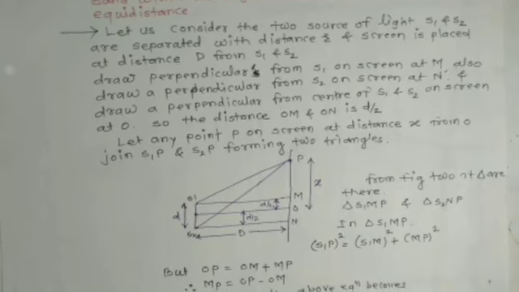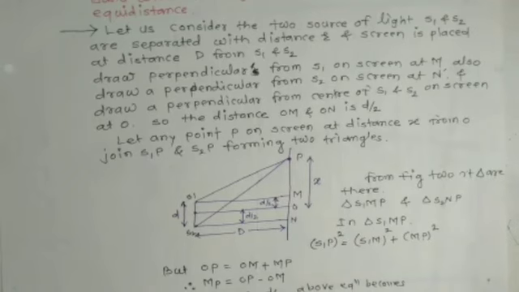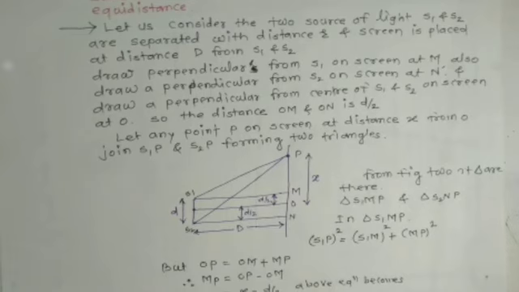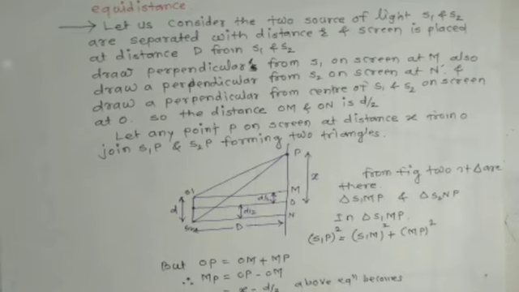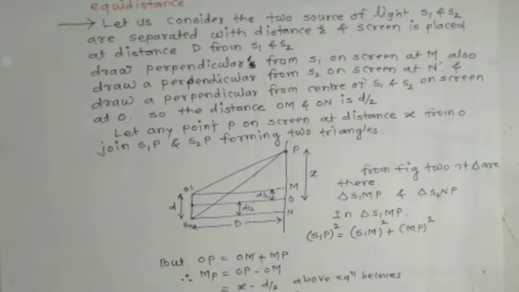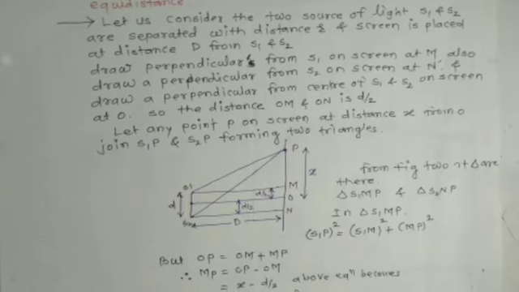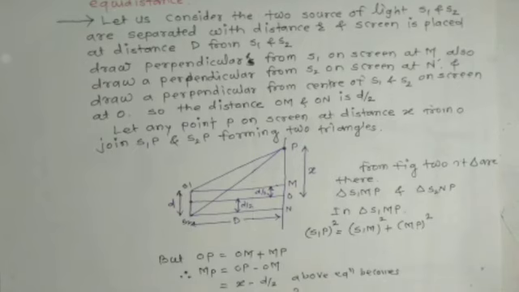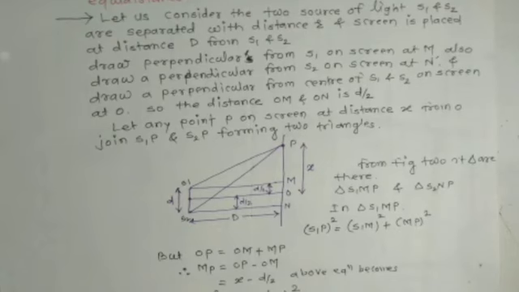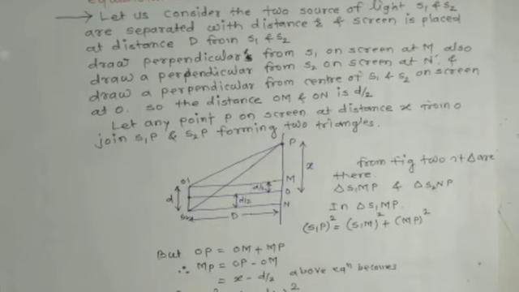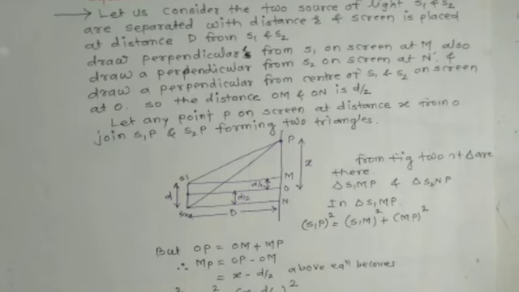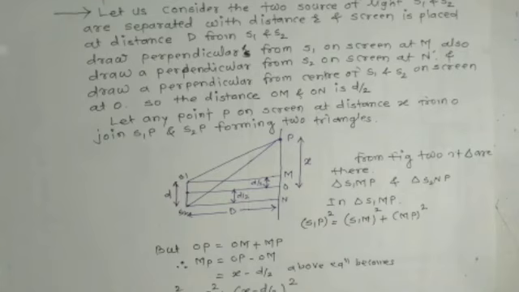And draw a perpendicular from the center of S1 and S2 on the screen at O. So distance OM and distance ON is D upon 2. Let any point P on the screen be at distance x from O. Join S1P and S2P, forming the two triangles as shown in the figure. In the figure, two triangles are right angle triangles.